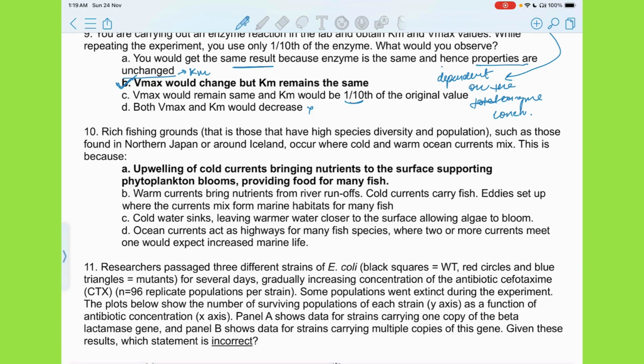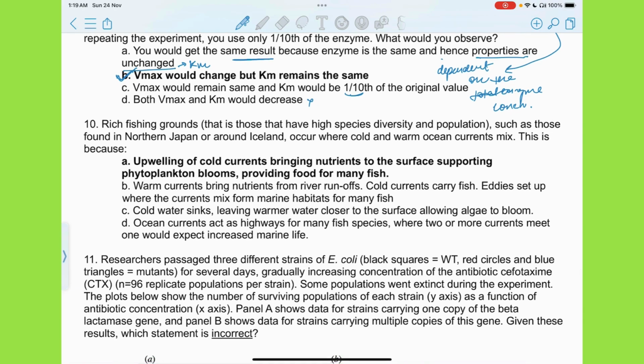Question number 10 says, rich fishing grounds, that is those that have high species diversity in population, such as those found in northern Japan or around Iceland, occur where cold and warm ocean currents mix. This is because a fanning of cold currents brings nutrition to the surface, supporting phytoplankton blooms, providing food for many fishes. Warm currents bring nutrition from rivers. Cold currents carry fish. Eddies set up where the current mixes form marine habitats for many fish.